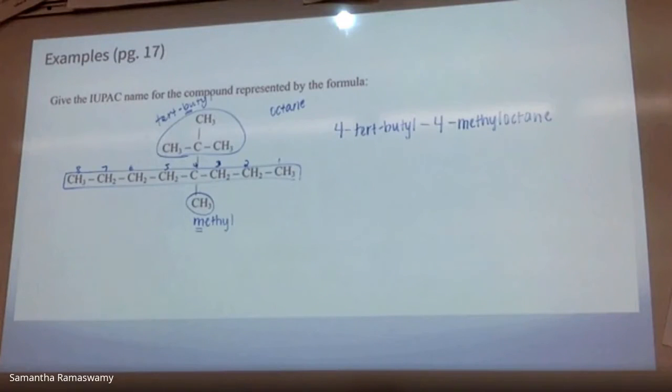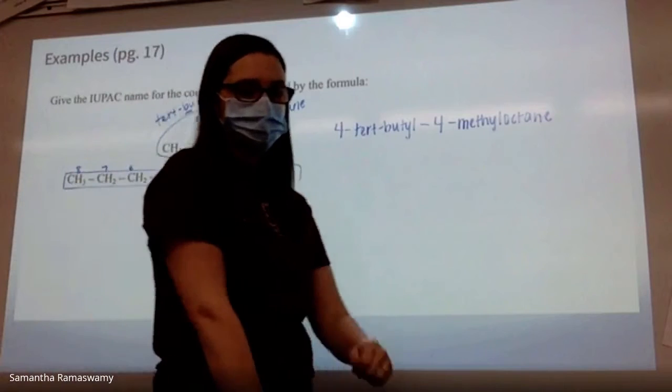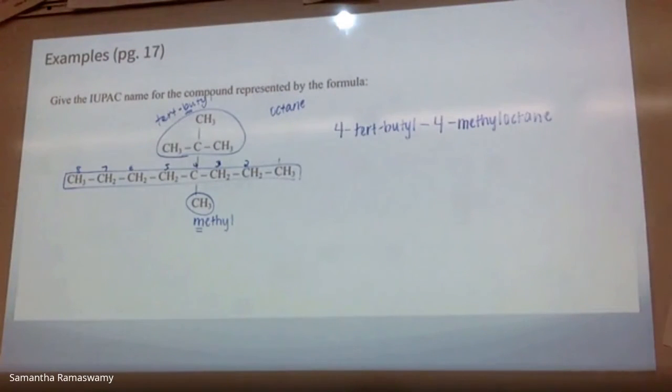So find the parent chain, look at the substituents that are attached, and number the carbons to make sure that they have the lowest numbers possible.